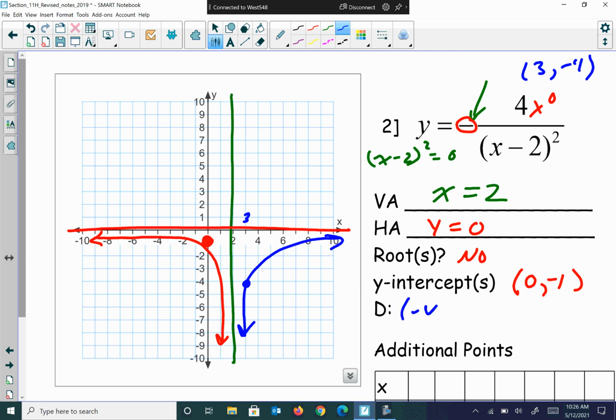My domain, negative infinity to my vertical asymptote, which is 2, to infinity. And then my range on this one is going to get a little goofy. Anyone want to take a shot at it? Bottom to top. Yeah. Well, the range is going to come up, so it comes up to the horizontal asymptote, 0, so negative infinity to 0, and that's it. Because it doesn't go above that. All right.